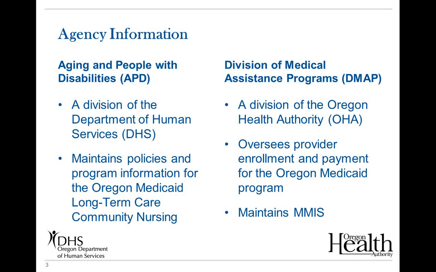Now, if you go to the right side, DMAP, the Division of Medical Assistance Programs, that's a division of the Oregon Health Authority. We oversee provider enrollment and payment for Oregon Medicaid. And we maintain the MMIS. So that system that we're going to discuss a little bit later as far as prior authorization and claims, we maintain that system in DMAP. So that's why you have two different agencies listed here and different divisions of those agencies. So just so you have an idea of how we're all tied together into Oregon Medicaid.